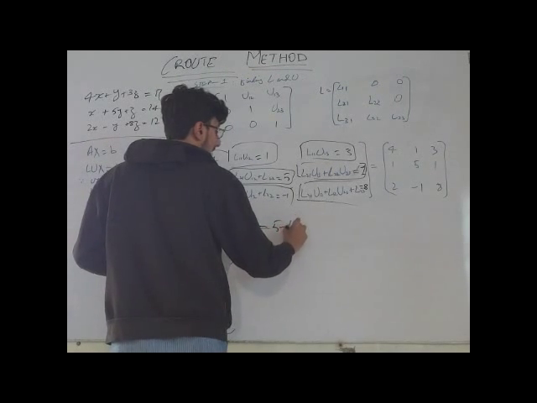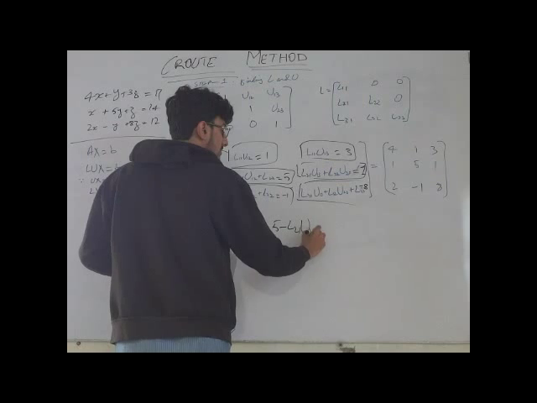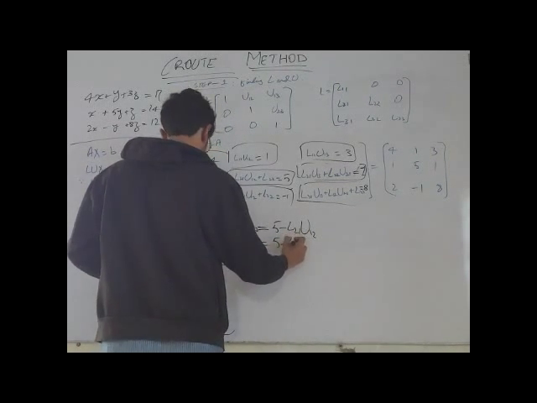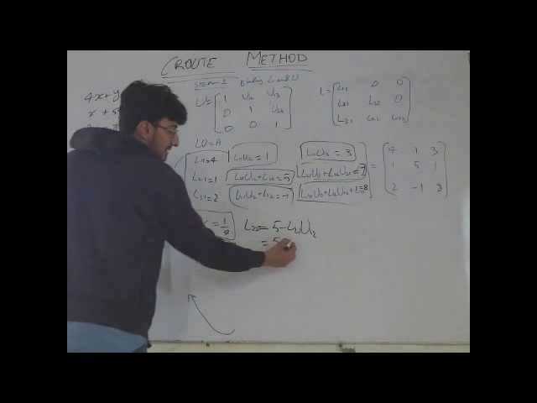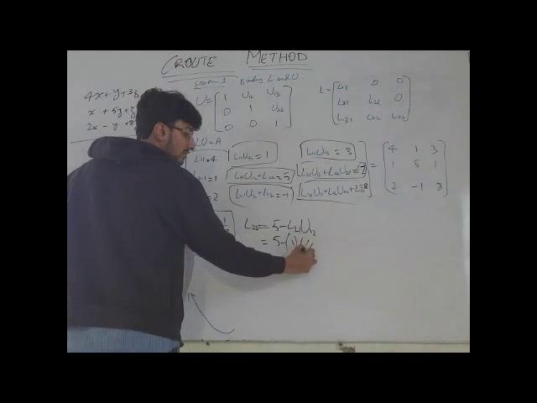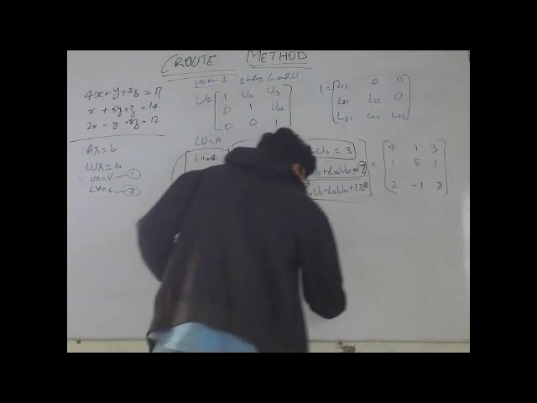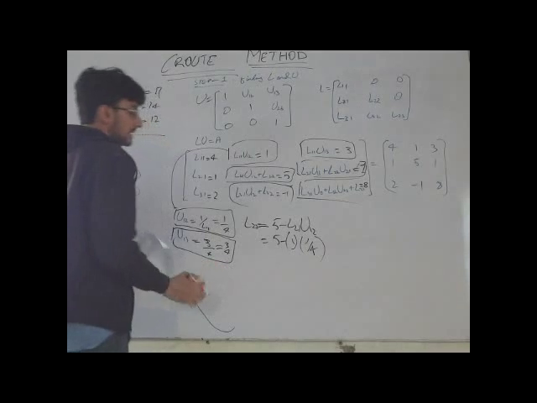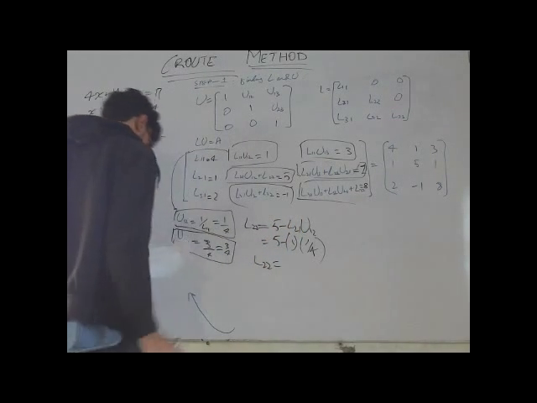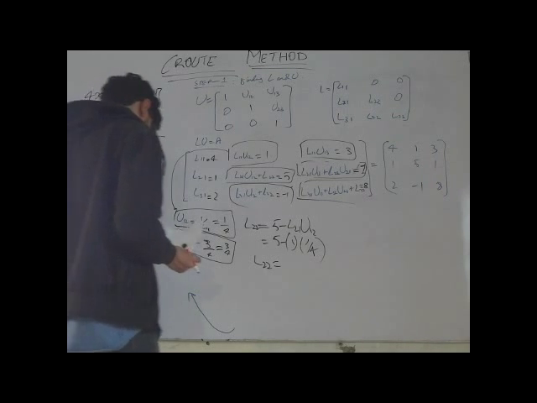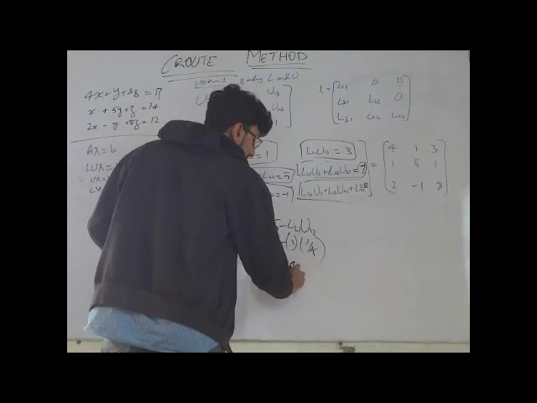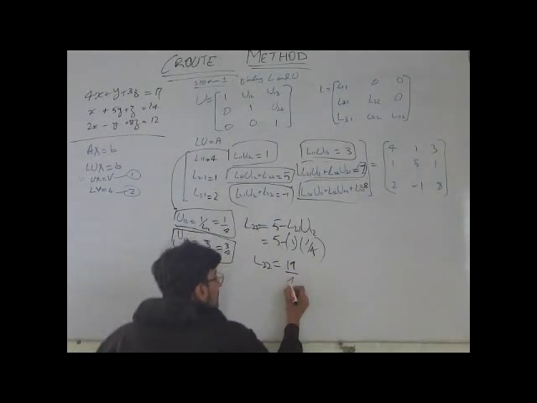5 minus L21 into U12. Since we know L21 and U12, it is 5 minus L21 from over here, which is 1, and U12 from over here, which is 1 upon 4. Okay. When we solve this, we get L22 equals to, obviously, 19 upon 4. Obviously, you can always recheck this.